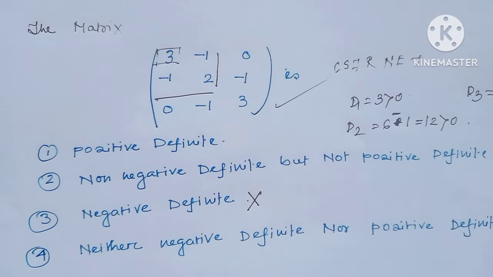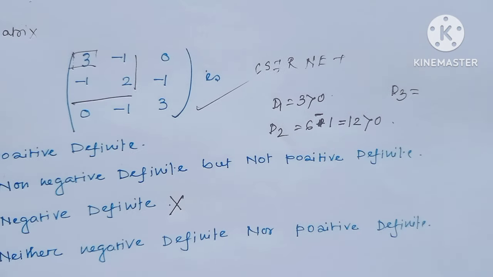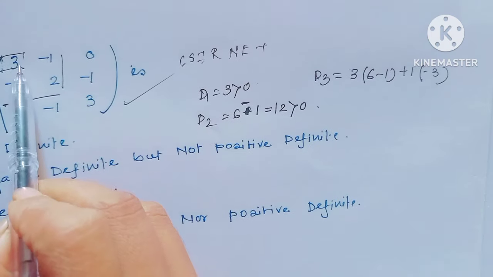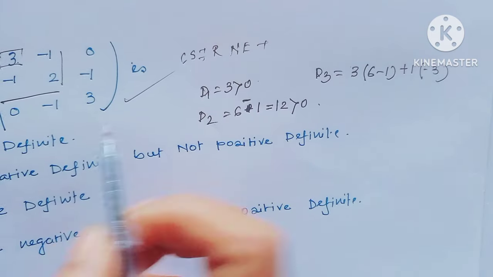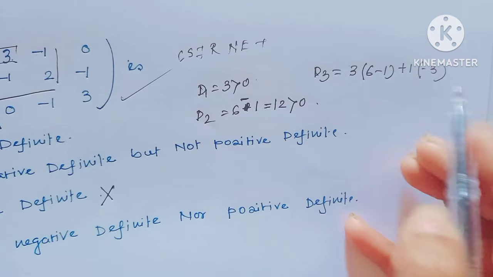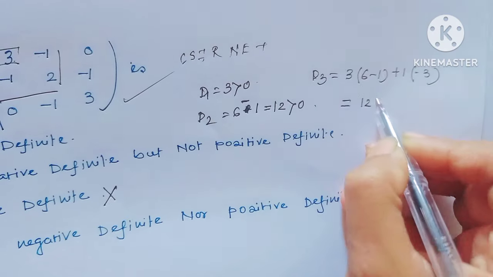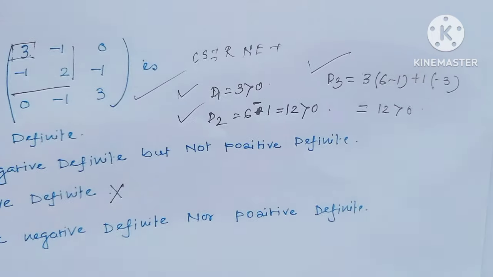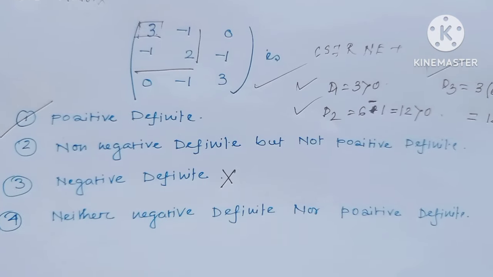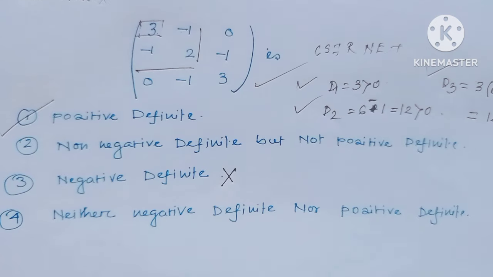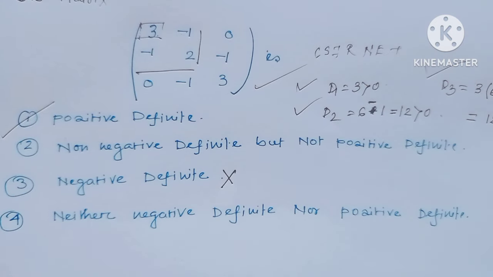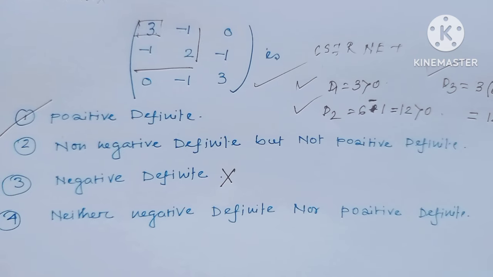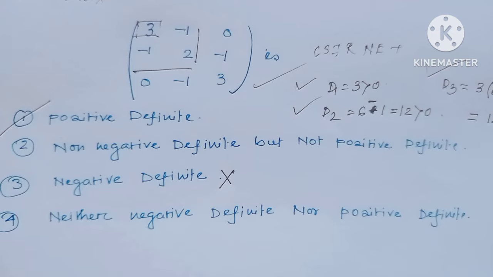Then D3 would be 3 times (6 minus 1), minus the determinant, plus 1 times minus 3, and this value would be 12, which is strictly greater than 0. Since D1, D2, D3 are all strictly greater than 0, that means this matrix is positive definite. Have you understood? By the minor test, we can tell easily whether any matrix is positive definite, negative definite, positive semi-definite or indefinite. Okay?